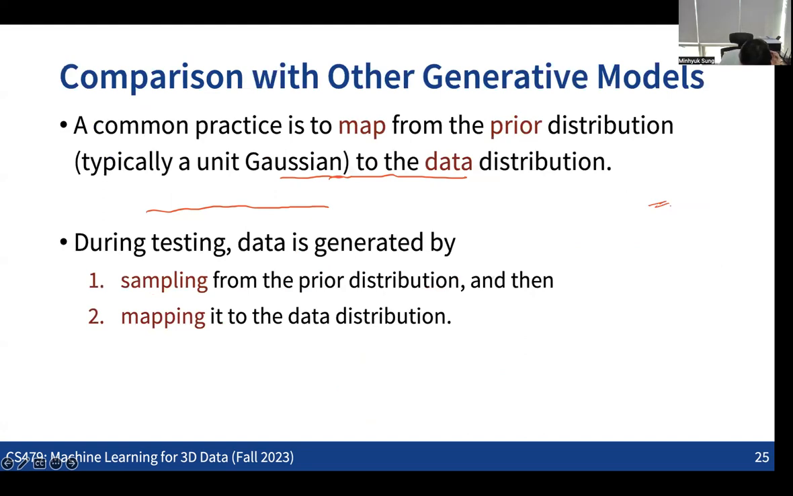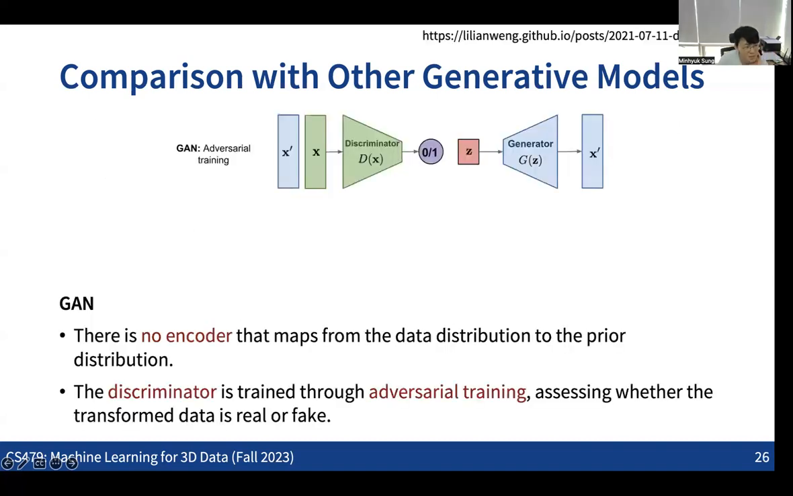And as I said, this is a very common thing for all the other generative models: mapping from the prior to the data distribution. At test time, what we can do is sample from the prior and map to the data distribution. So let's briefly see how we can do this for the other generative models as well. So obviously you would know the architecture of the GAN here.